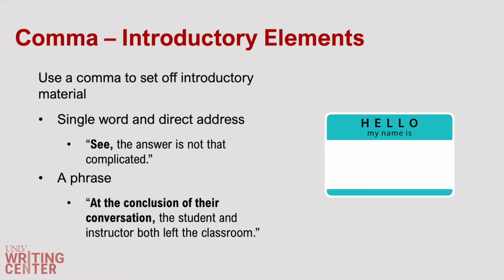Just like the first example, you can offset introductory phrases with a comma. The clause after the introductory phrase should be an independent one like in the example. At the conclusion of their conversation, the student and instructor both left the classroom. Here, the student and instructor both left the classroom can stand on its own as a complete sentence, so there must be a comma between it and the introductory phrase.